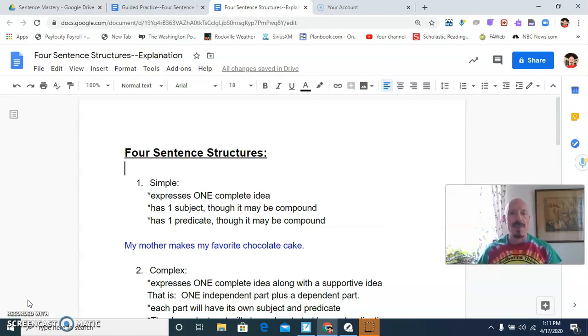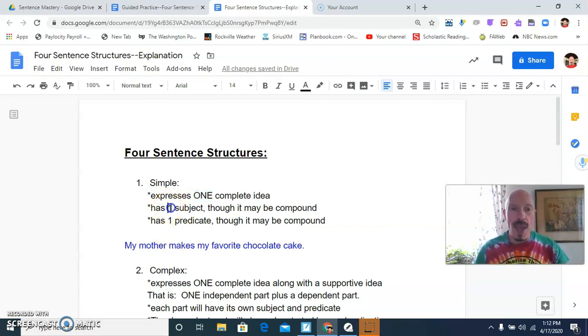So here we have the four sentence structures, and the first three you have heard of and you kind of know something about. The first one is called simple, and these express one idea, one complete idea. We call this an independent clause. Think of independent as someone or something that can stand by itself, okay? It's sort of like an adult. Think of the simple sentence or independent clause as an adult in a sentence, okay?